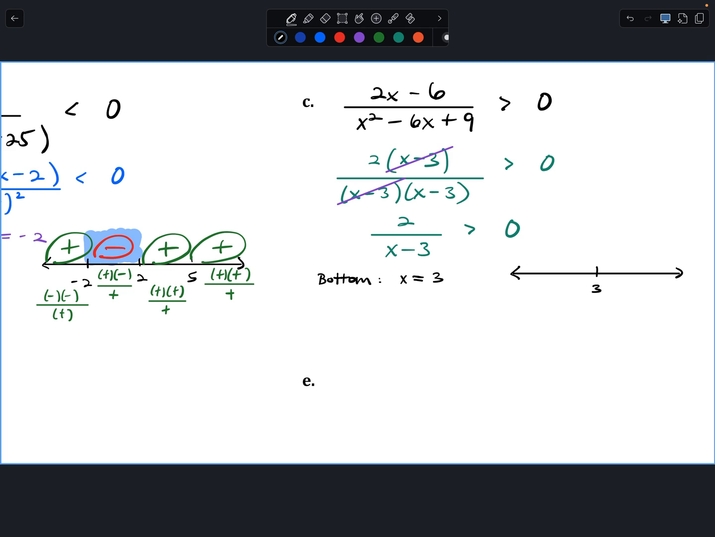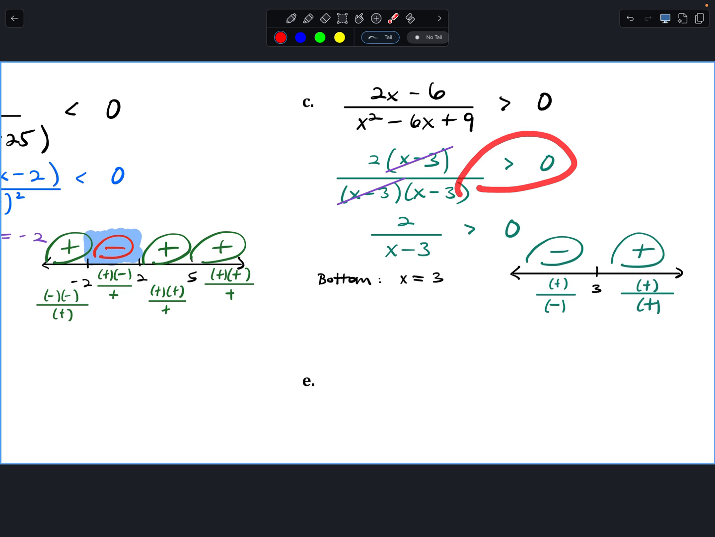So do you guys agree 2 itself is always going to be positive, right? If I plug in something bigger than 3, so I plug in like 4, 4 minus 3 is positive. So this is going to be positive. If I plug in something less than 3, like 0, the top is still 2, so that's going to be positive. On the bottom, 0 minus 3 gives me a negative. So this results in a negative.